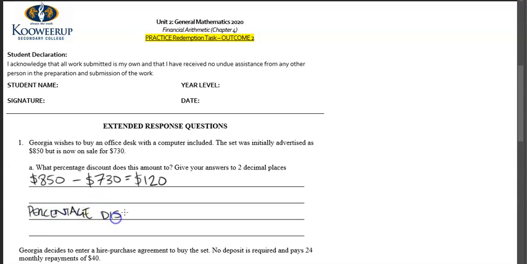So obviously the percentage discount will be given as a percentage, and it is the discount amount divided by the initial amount, 850, and times this by 100. When you plug this into the calculator to 2 decimal places, you'll end up getting 14.12%.